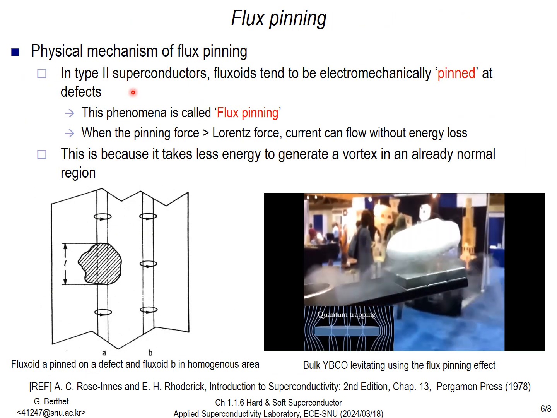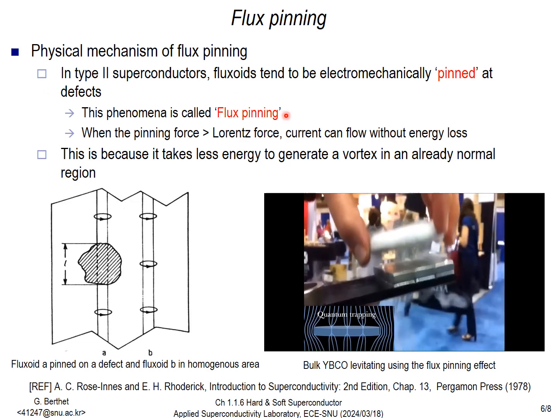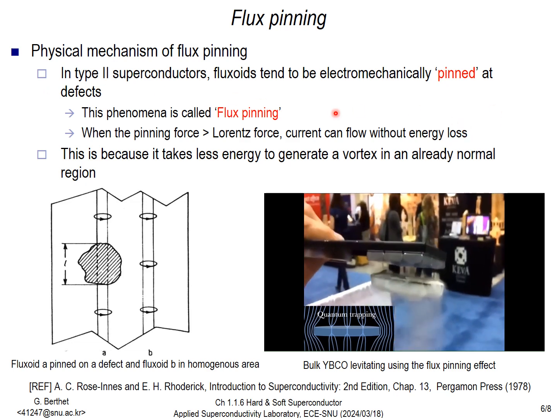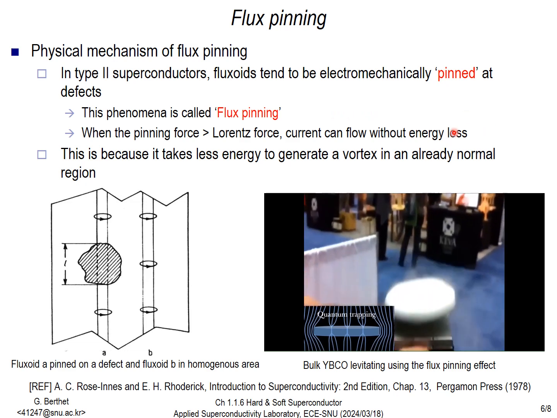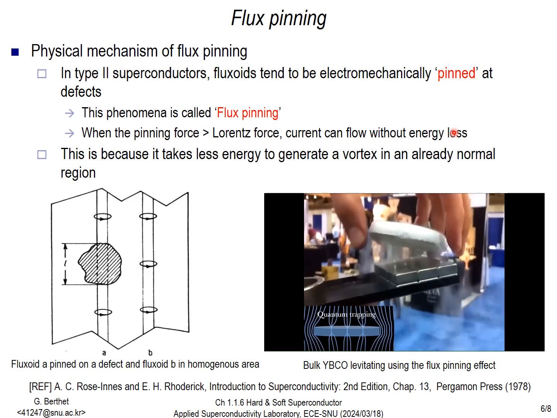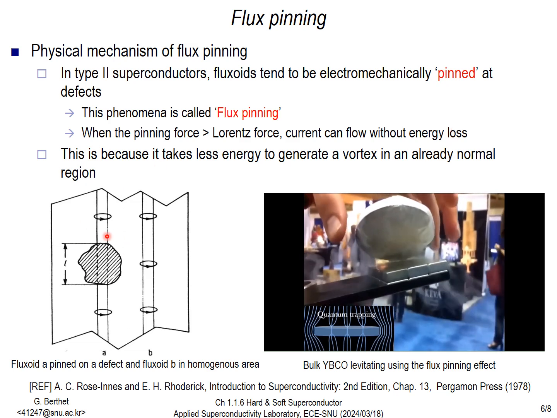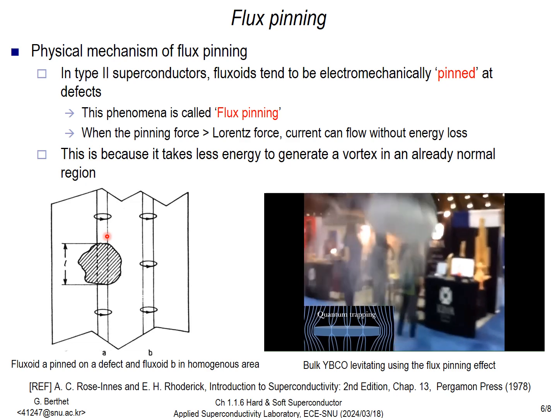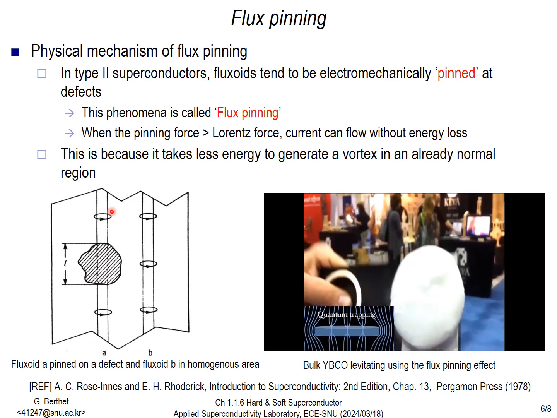Thankfully, fluxoids tend to be electromechanically pinned at defects. This phenomenon is called flux pinning, and it is one of the reasons we can use Type 2 superconductors, because as long as the pinning force is higher than the Lorentz force induced by the current, there is no loss of energy. As we saw before, generating a normal zone inside a superconductor within its critical parameters is energetically unfavorable, so vortices tend to get pinned to defects that are already in a normal state.